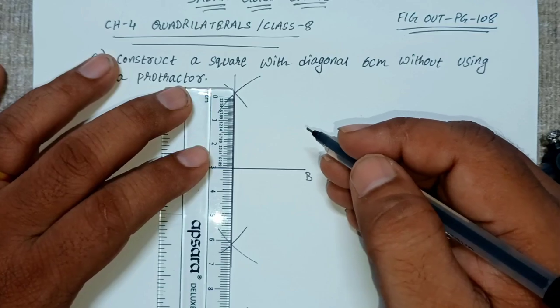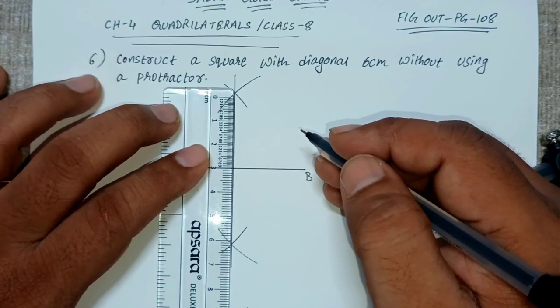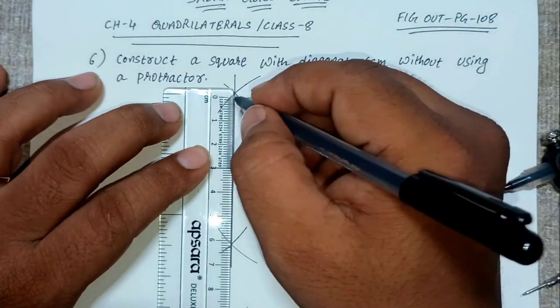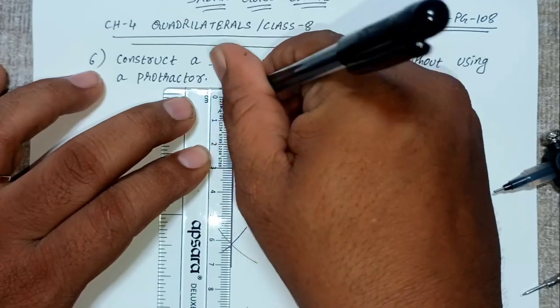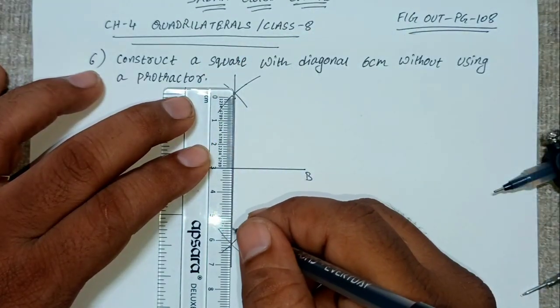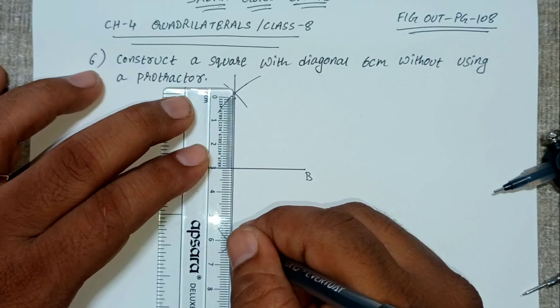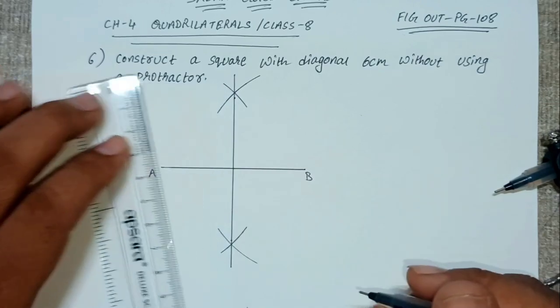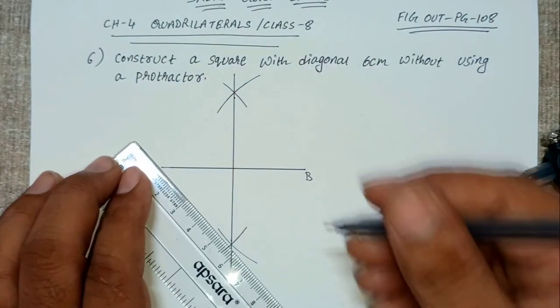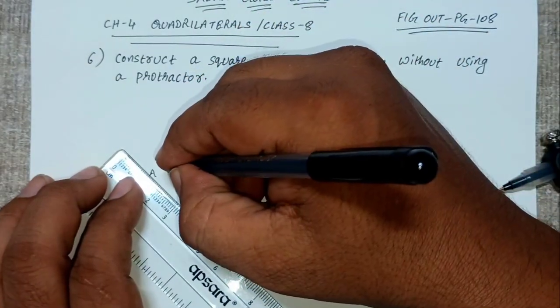Now with the help of the ruler, mark your point 3 centimeter. Mark a 3 centimeter point here. I'll mark it, and one more here, 3 plus 3, that is 6 centimeter.